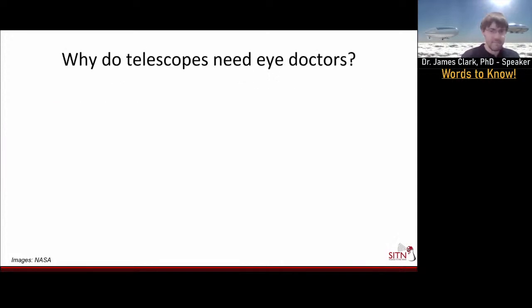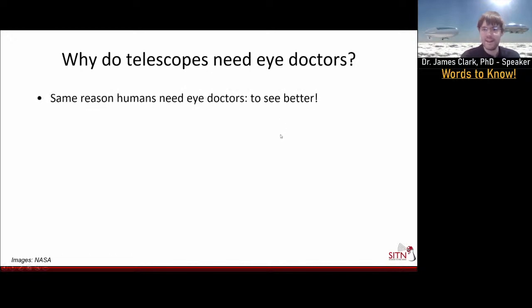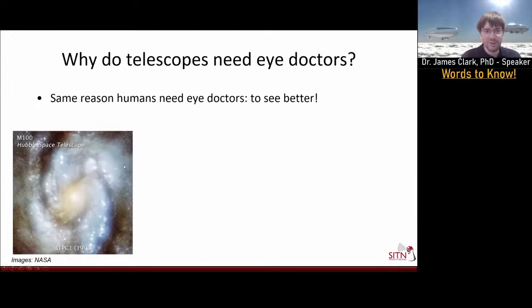So with that disclaimer out of the way, probably the first question raised by my talk title is, why do telescopes need eye doctors? The short answer is that they need eye doctors for the same reason that I go to the eye doctor, because my vision's blurry and I want to see better. As an example, this image here is the M100 galaxy as seen through the Hubble Space Telescope in 1993. To my layman's eyes, it looks rather pretty, but to the astronomer's eyes, this was a great disappointment. As you may recall, the Hubble Space Telescope's primary mirror was not manufactured correctly.